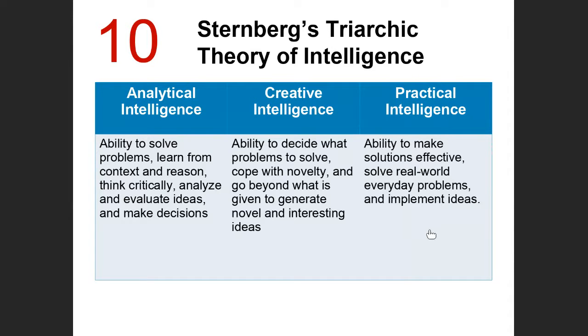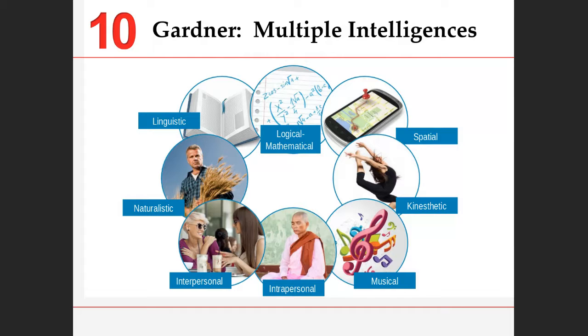So another information processing or cognitive psychologist is Howard Gardner. And he says that yes, there are two types of intelligence measured on an intelligence test. There's linguistic intelligence and logical mathematical intelligence. But there are all these other types of intelligence that are not measured on an intelligence test.